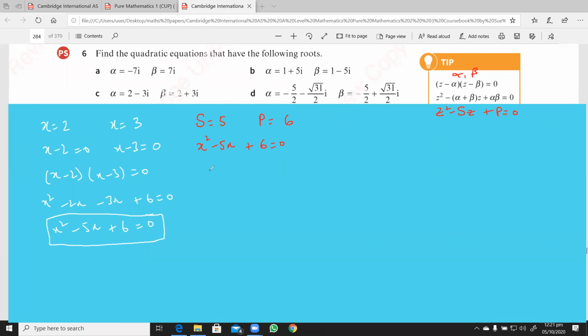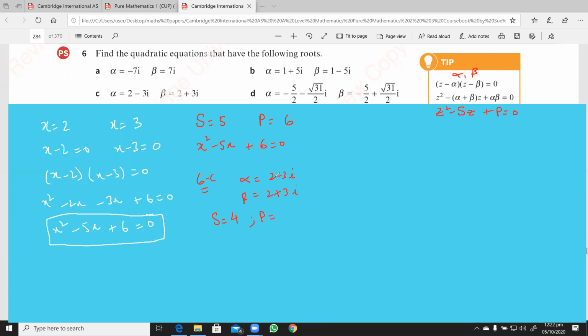Now suppose you're given, let me do the C part for you, 6C. Now one root is 2 minus 3 iota. The second root is 2 plus 3 iota. Let's find the sum of these two roots. When you add them together, 3 iota and 3 iota, they cancel. You have the sum, that is 4. And then you find the product.